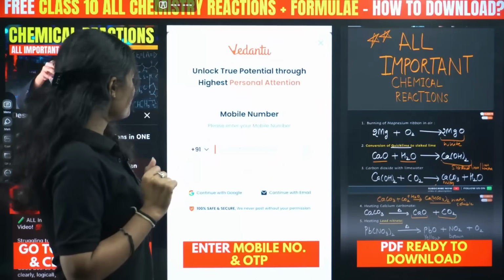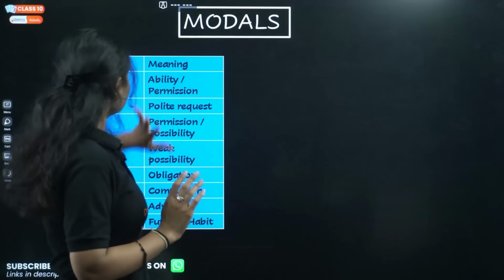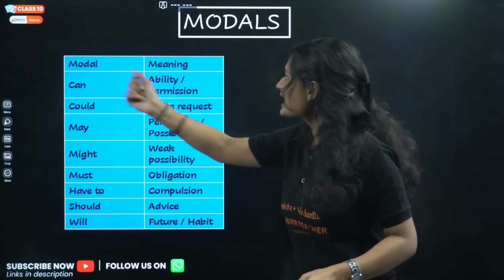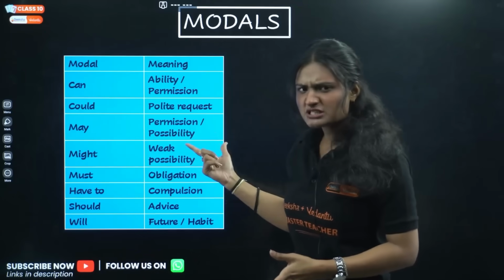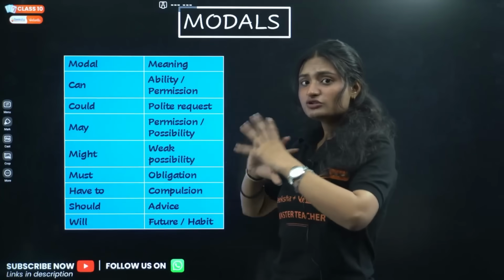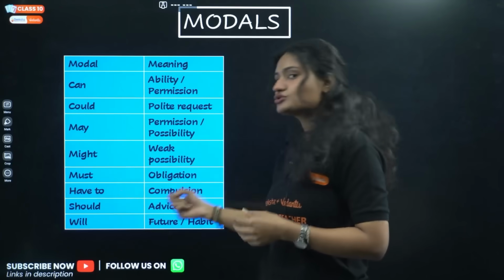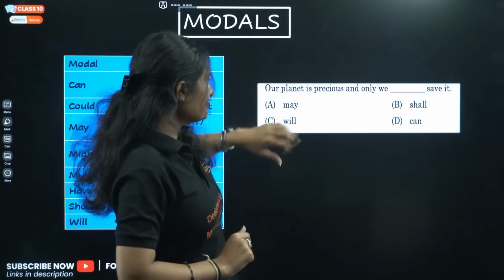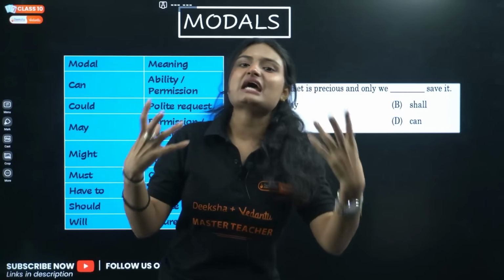Now, what is the next topic? The next topic is modals. These are the important modals that are mostly asked in your gap filling section, right? So if you have can, the meaning is ability, permission. Could, the meaning is polite request. May, permission, possibility. If the possibility is weak, we use might. Must is obligation. Must is used when you have an obligation to express. Have to is used for compulsion. Should is used for advice, and will is used for future or habit, when you're talking about the future or any habit, okay? For example, our planet is precious and only we can save it. So it shows an ability. We can save it, okay?